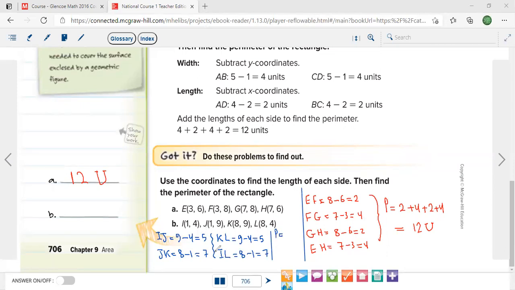Now the perimeter. Perimeter equals the sum of sides. So you have 5 plus 7 plus another 5 plus another 7. So this will give 24 units. See how easy? Just find the sides and add them up and you are done.